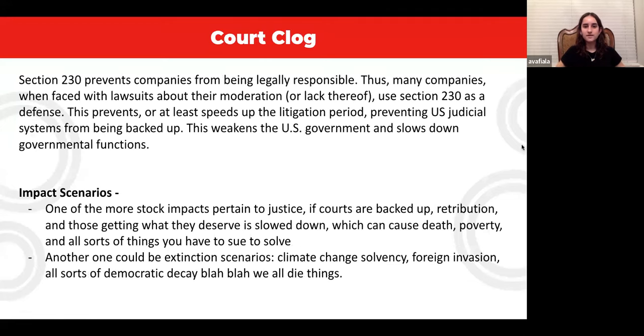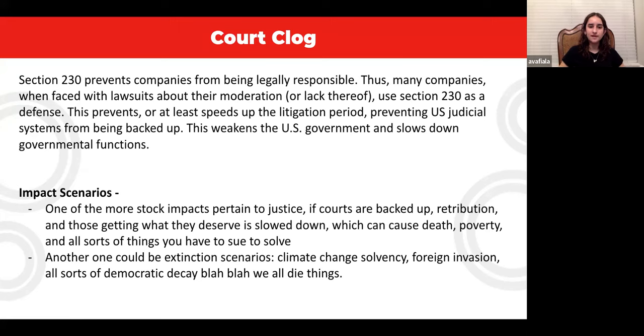Okay, the next argument is court clog. And I feel like very recently court clog has become more prevalent in PF. It was big last topic. It might be big this topic. We don't know yet. There's only been one tournament, but I think it probably will be. But the entire premise behind this argument is that Section 230 prevents companies from being legally responsible. Thus, many companies, when faced with lawsuits about their moderation or lack thereof, use Section 230 as a defense.